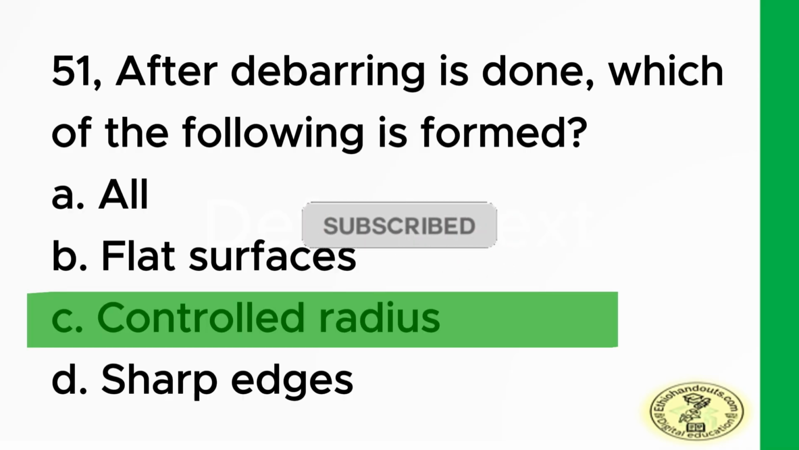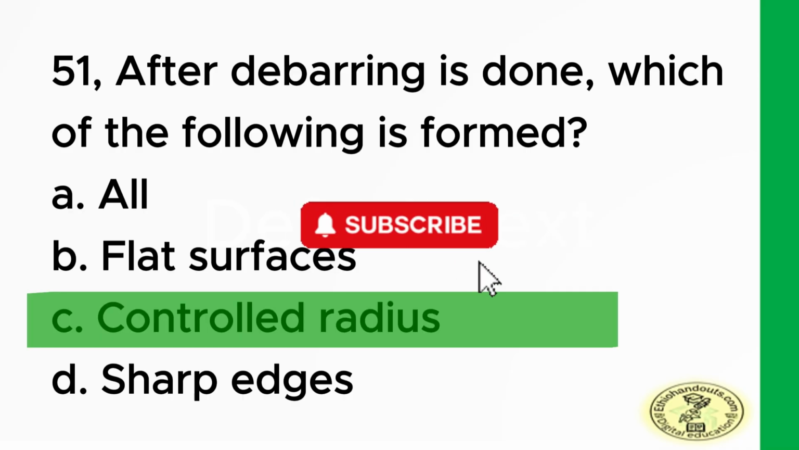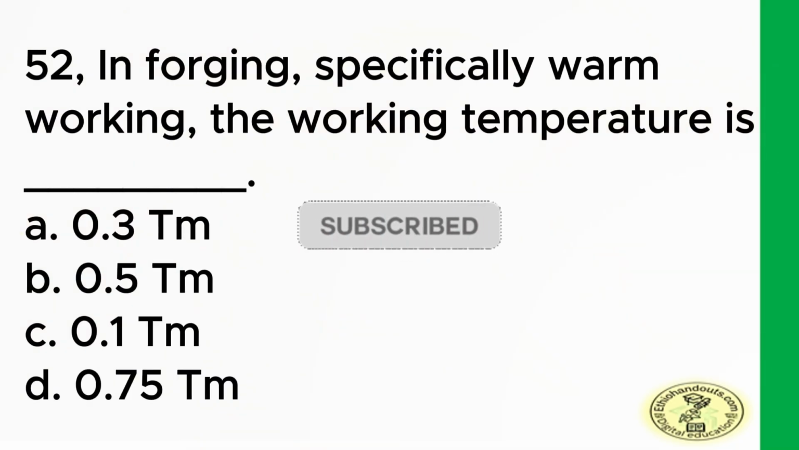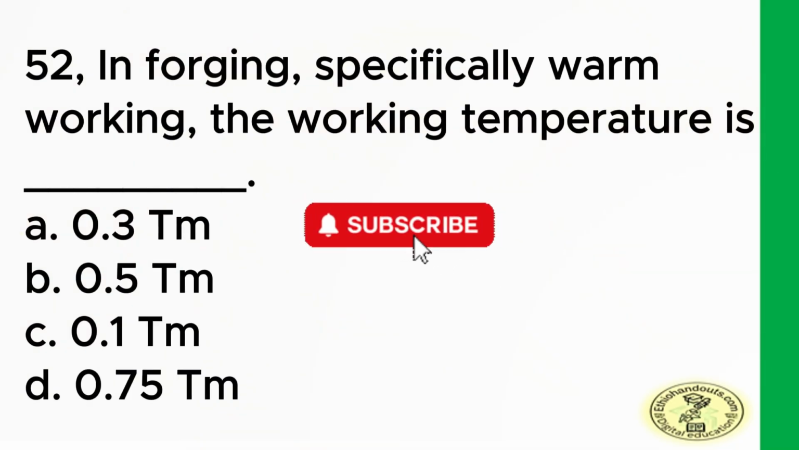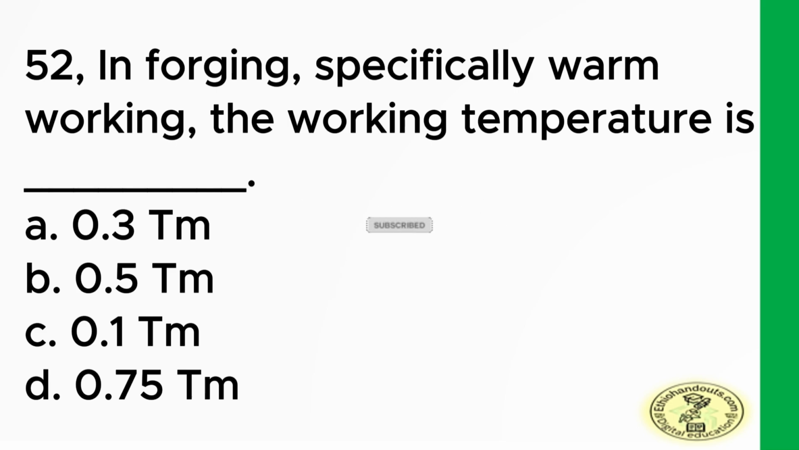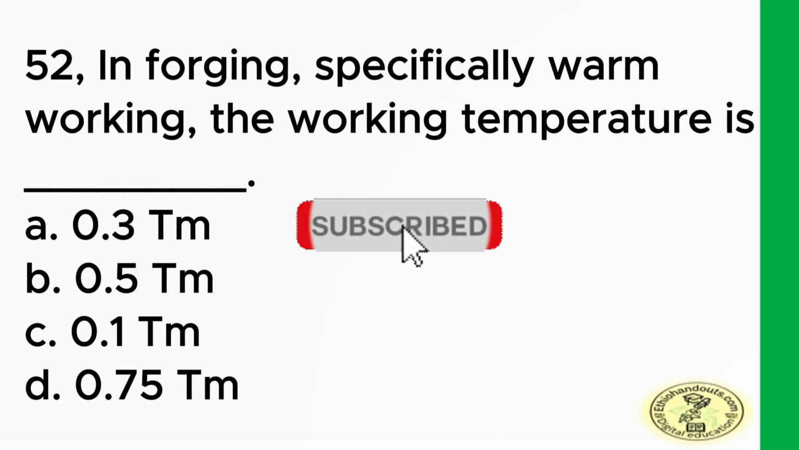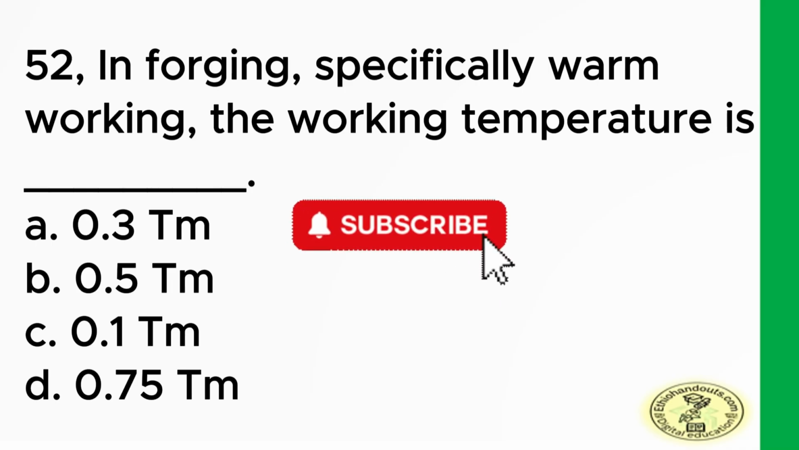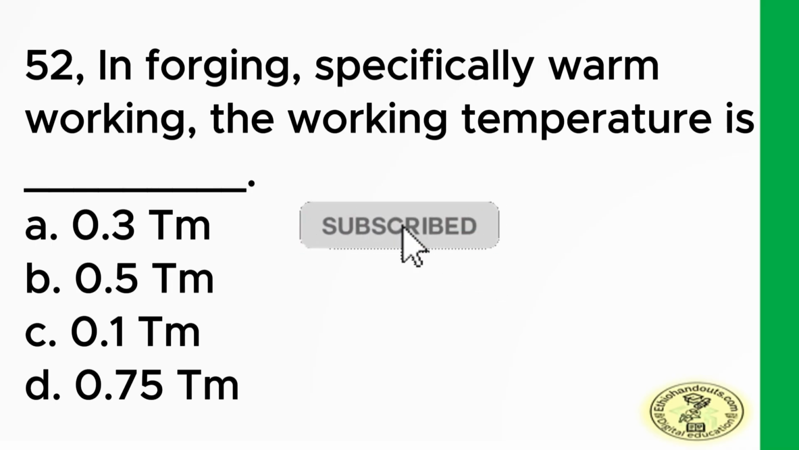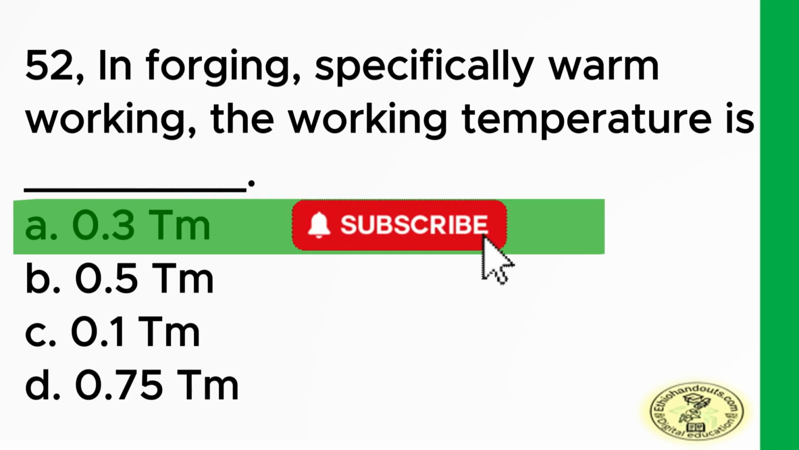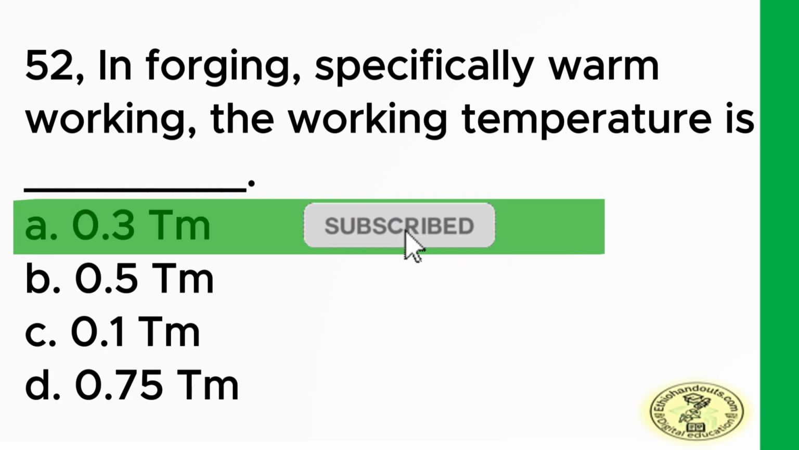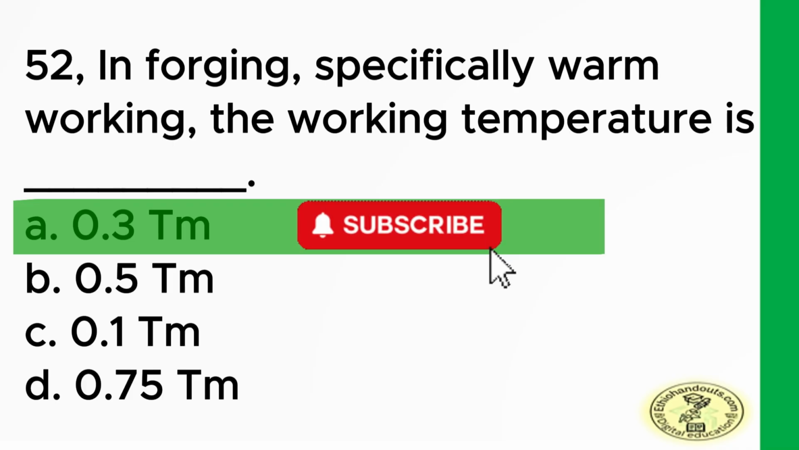The correct answer is C. Controlled radius. 52. In forging, specifically warm working, the working temperature is A. 0.3 Tm, B. 0.5 Tm, C. 0.1 Tm, D. 0.75 Tm. The correct answer is A. 0.3 Tm.